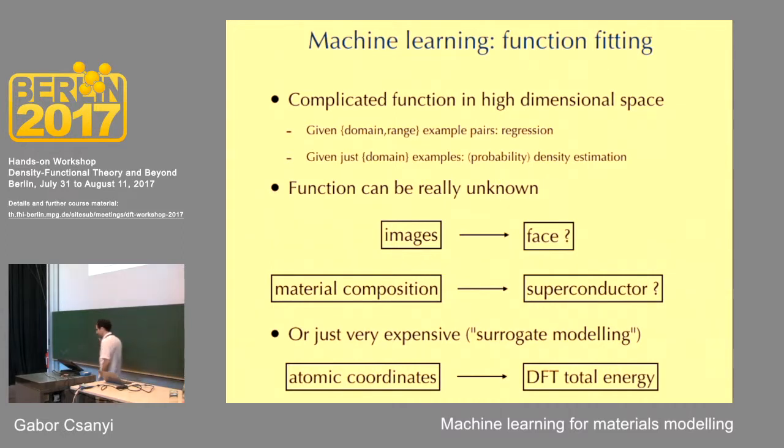So in that case, there's another word for what we're trying to do. It's called surrogate modeling. So we're trying to build a surrogate function that is like the expensive function, but much cheaper. So for example, if I give you atomic coordinates, then one can compute the DFT total energy. And maybe you've done that last week. Perfectly possible, just takes the computer.